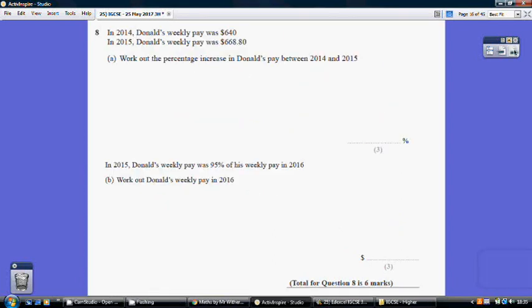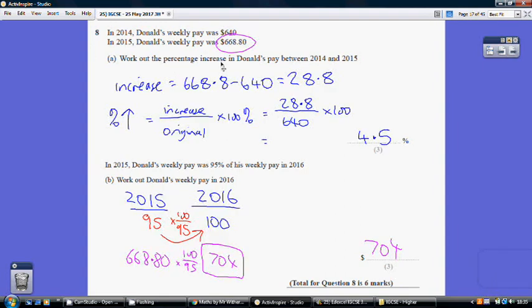Question 8. So we've got to work out the percentage increase in Donald's pay between 2014 and 2015. So now to work out a percentage increase, you need to divide the increase by the original amount and multiply this by 100. So the increase is from 640 to 668.80, which is 28.8. Divide this by the original amount of 640, multiply that by 100, and you get 4.5%.